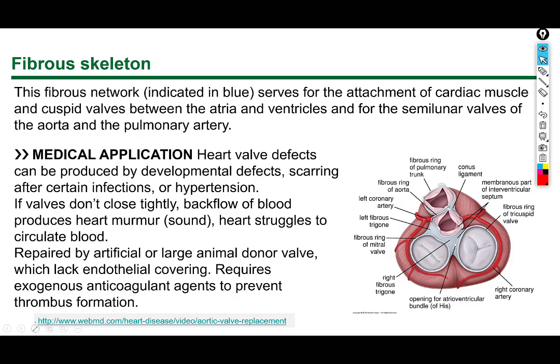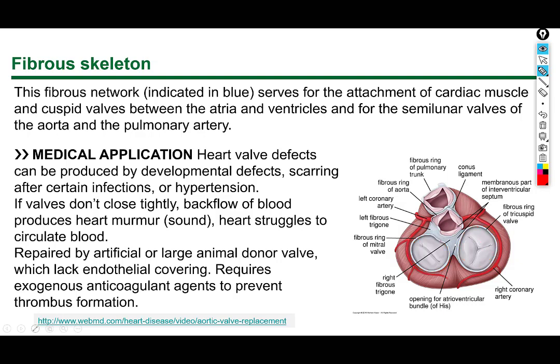Okay, so the fibrous skeleton is cool because it does two things. One of them was provide electrical insulation between the top part of the heart and the bottom, so the atria and the ventricles. And the other thing is just give it structural stability. So the valves are continuous with the fibrous network, and the fibrous skeleton helps to hold those valves open. So the stiffness of it creates these rings that stay open, and then the little flaps can open and shut with changes in volume and pressure.